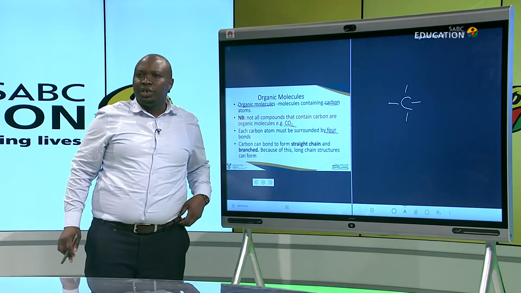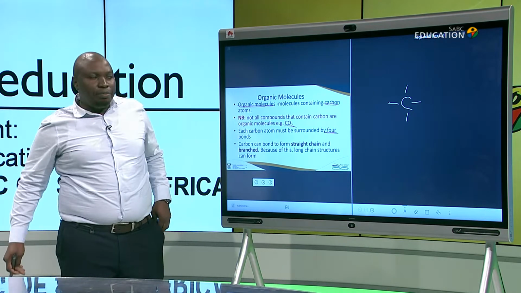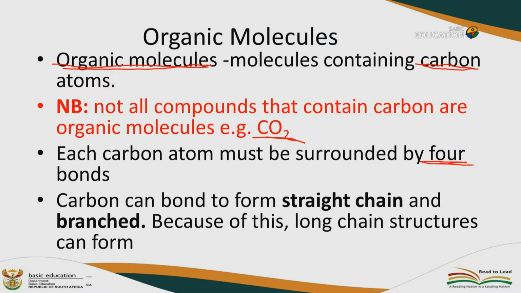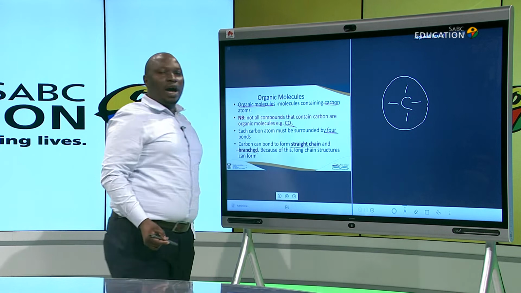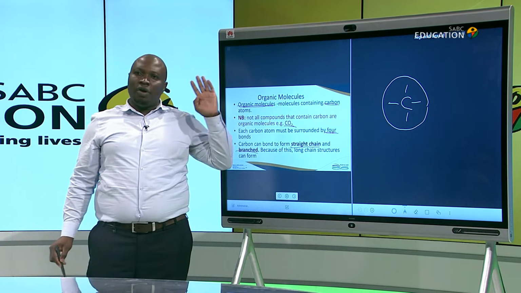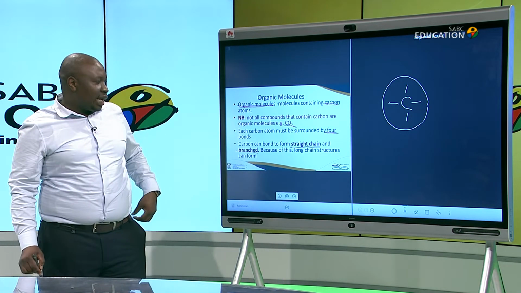Carbon can bond to form straight chains and branched chains. So we're going to do what we refer to as straight chains and what we refer to as branched chains. Because of this, carbons can form long chain structures. So that is the main aim of our lesson. At the center of our study is your understanding of carbon, to say carbon can form 4 maximum bonds around it.